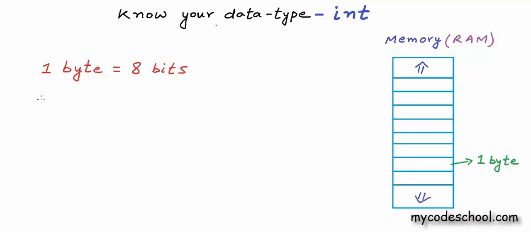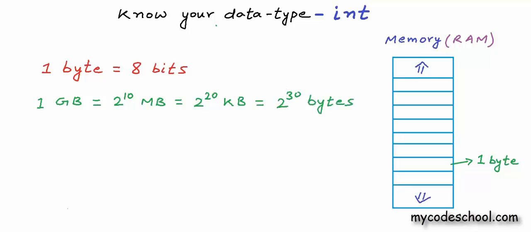If my machine has 1 gigabyte of memory, then 1 gigabyte is 2 to the power 10 megabytes, and 1 megabyte is 2 to the power 10 kilobytes. So 2 to the power 10 megabytes would be 2 to the power 20 kilobytes, and 1 kilobyte is 2 to the power 10 bytes. So 2 to the power 20 kilobytes would be 2 to the power 30 bytes. In this memory diagram, I'm showing less than 10 bytes. So you can say that I'm showing only a section of the memory, and that's why it's extending towards bottom and top.